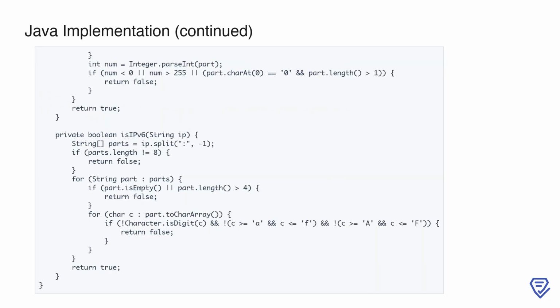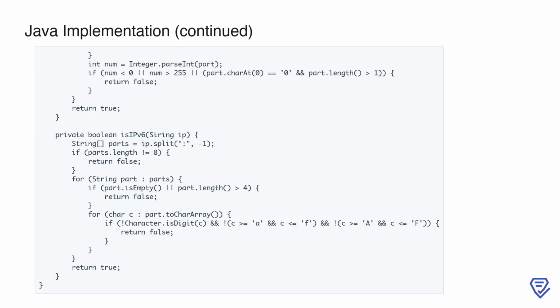Once we verify that all characters in a part are digits, we parse the part into an integer. We then check if the resulting number is within the valid range for IPv4, which is 0 to 255. If the number is outside this range, or if the part contains leading zeros while having more than 1 character, we return false. If all parts pass these checks, the isIPv4 method returns true, confirming that the input string is a valid IPv4 address.